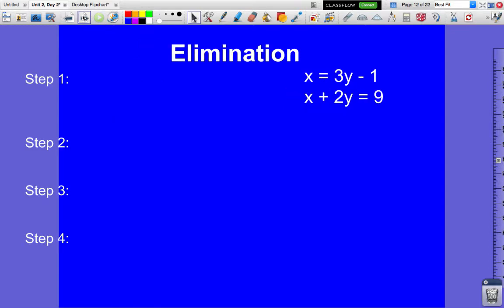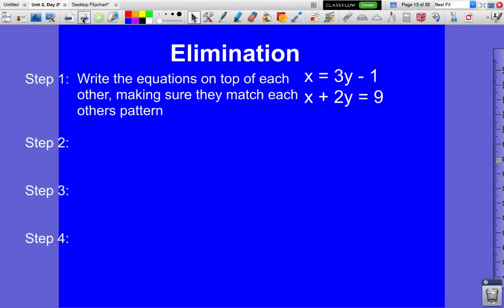Okay, now let's move on to elimination. In elimination, there are four steps as well. We write the equations on top of each other, making sure they each match each other's pattern. So for example, these do not match a pattern because you've got x equals 3y and then x plus 2y. The pattern is not the same. So we have to write them on top of each other, but arrange them properly, do whatever adding or subtracting from both sides you need to do to get them in the same order. And you'll see an example in a few minutes.